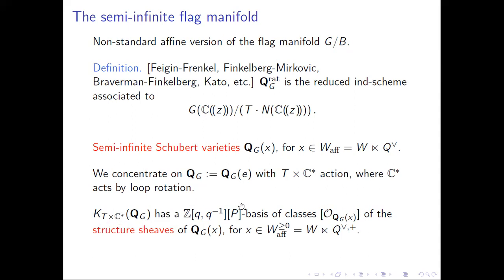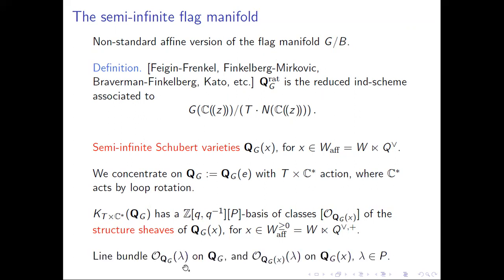So the equivariant K-theory of a point is the group algebra of the weight lattice with coefficients q and q inverse. So the q corresponds to the C star action. And here we have a basis of Schubert classes denoted as usual. And these are now indexed by only the positive part of the affine Weyl group. So the semi-direct product of the finite one with the positive part of the coroot lattice. So just positive sums of simple coroots.